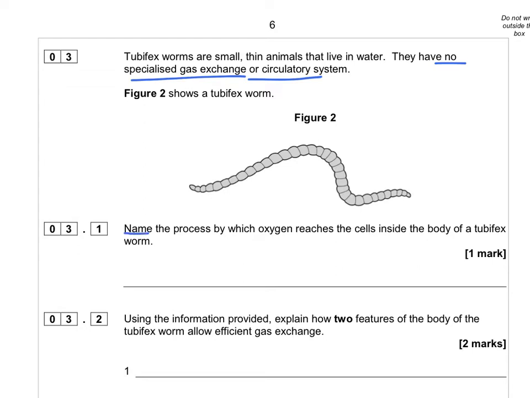Question 3.1 says name the process by which oxygen reaches the cells. Well, very straightforward. Oxygen can reach cells through diffusion. It's straightforward diffusion. If you said facilitated diffusion, that would be wrong because it doesn't use protein channels.